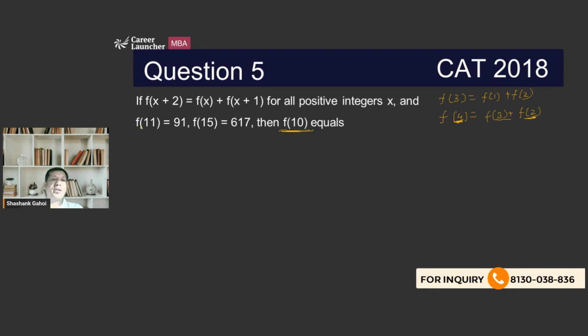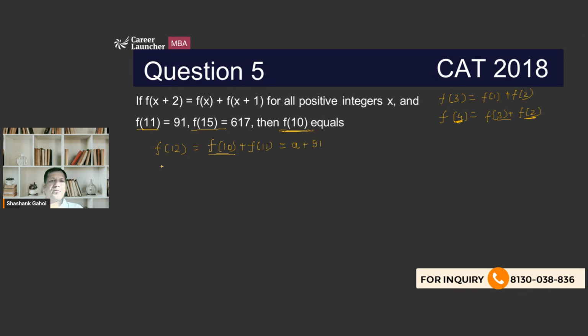What are the values that are given to us? That is f11 and f15. So what I'm going to do is directly plug in x equal to 10. So what I am going to get is f of 12 is equal to f of 10, the value I need to find out, plus f of 11. So let's call this value a, that we need to find out, and f11 is 91.